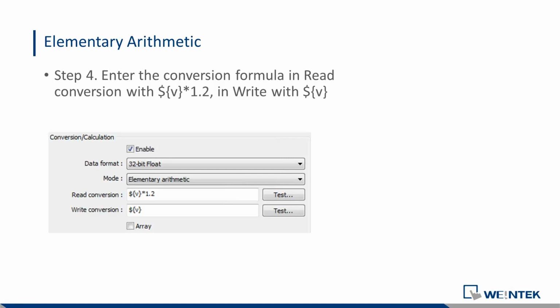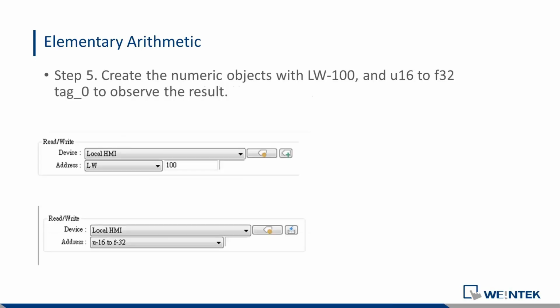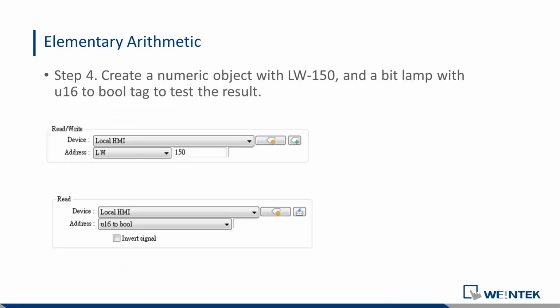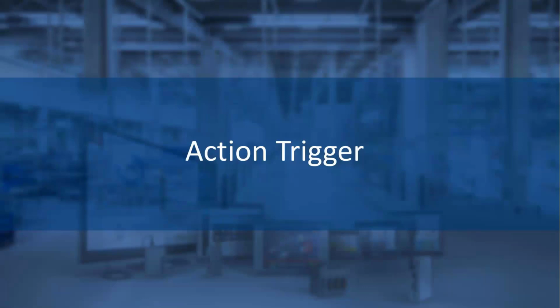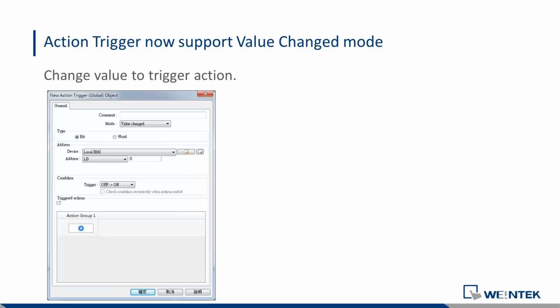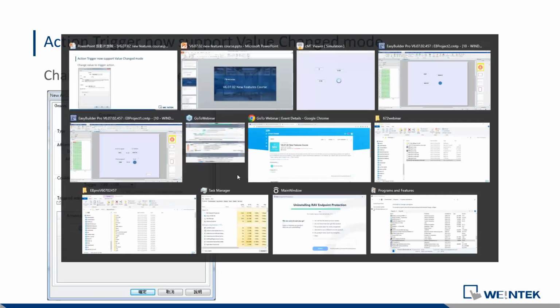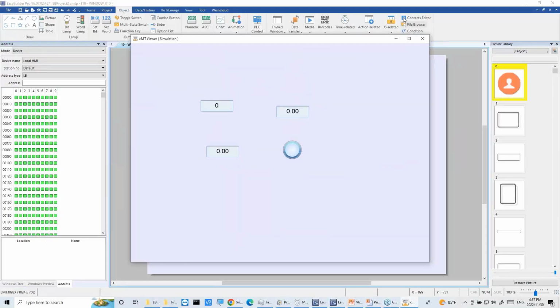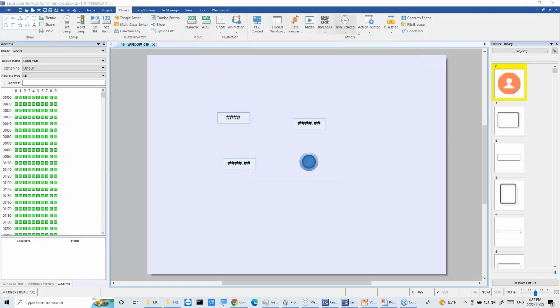Okay. Let's move on to the next part. All right. So the next part is about our action trigger. Now our action trigger can use value to trigger action. All right. So let me open our EasyBuilder Pro and go to Objects and Action Trigger.